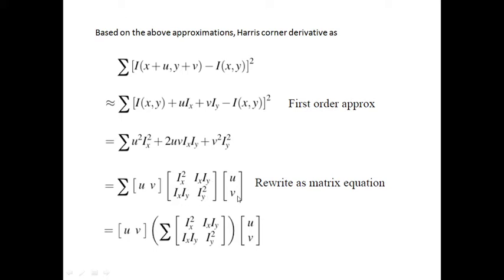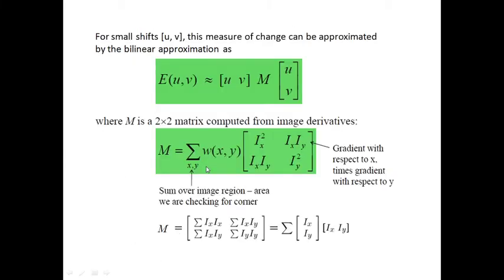So in this manner I can rewrite it in the matrix format, right? Okay. So u, v, and let me take the summation inside here. So finally I will be obtaining, that means this entire expression is converted into this manner, right? Okay. Now for the small shifts, that is u comma v, we can also take bilinear approximation into consideration.